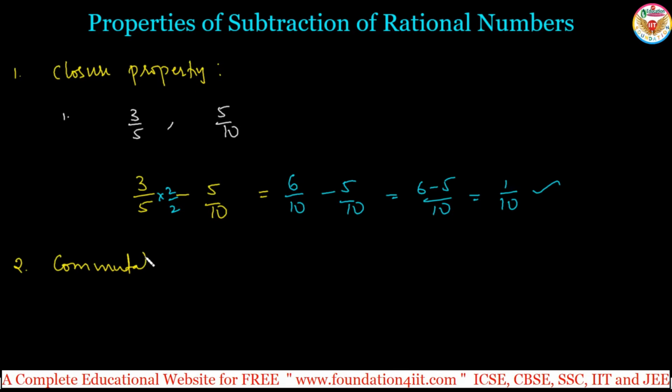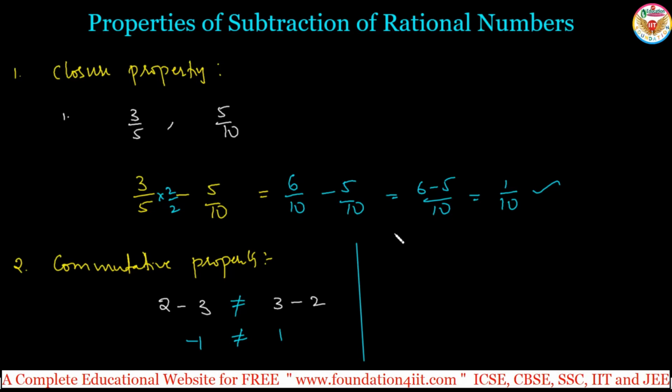Commutativity, or the commutative property. As with integers, the same concept applies here. For example, with integers, 2 minus 3 and 3 minus 2 are not equal, because 2 minus 3 is minus 1 and 3 minus 2 is plus 1. In the same way, the difference of any two rational numbers taken in both orders is not equal. So the commutative property does not exist.